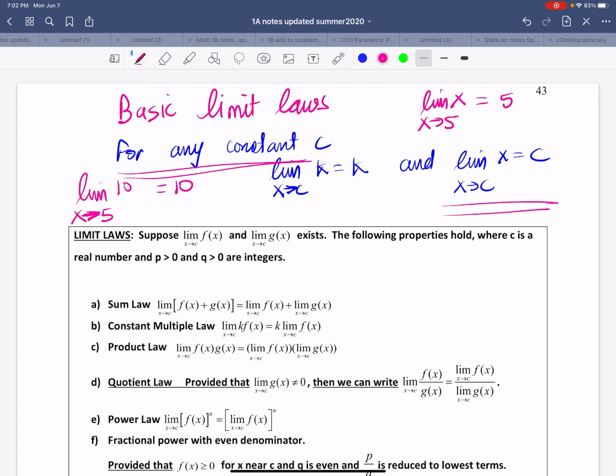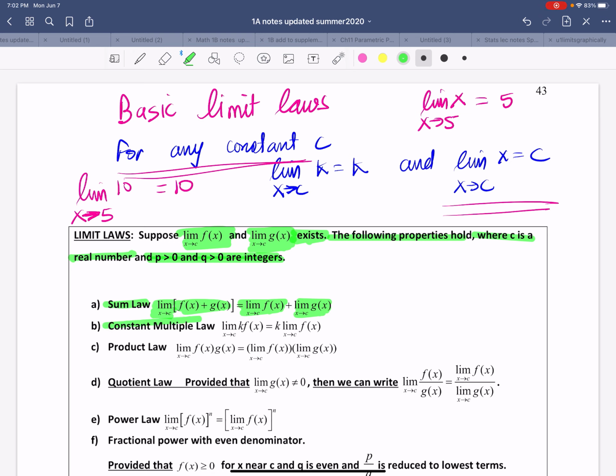The next, suppose the limit as x approaches c of f of x and the limit as x approaches c of g of x exist. So this is the first condition, that both of these individual limits exist. The following properties hold true where c is a real number and p and q are integers both greater than 0. So the first one is the sum law. If you are trying to find the limit as x approaches c of the sum of two functions, you can find the two separate limits and add them.